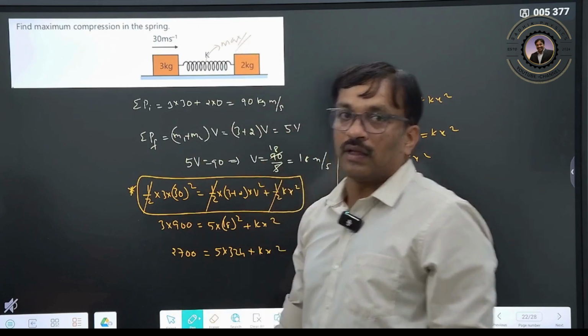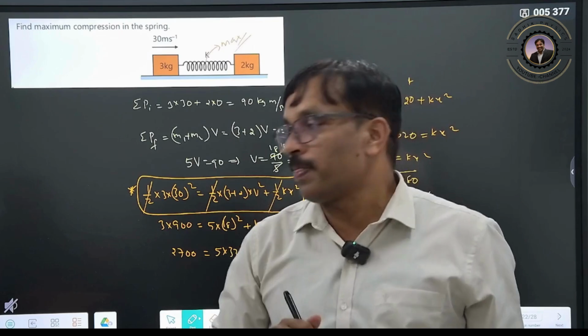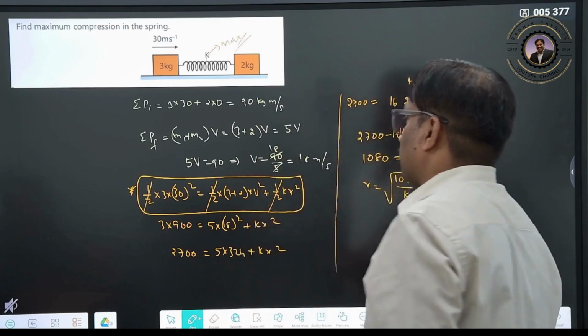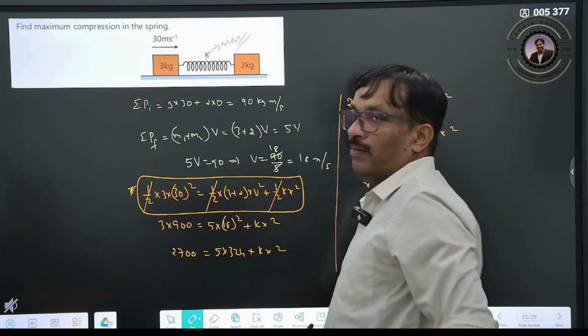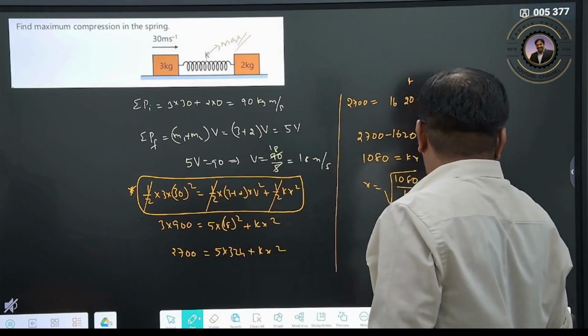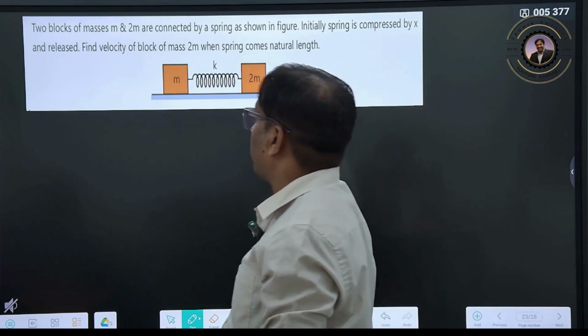This is one point. Then again you have to apply the law of conservation of energy, and then you will be able to solve the problems here. This is one of the greatest learnings in this question, right? We will solve this problem now.